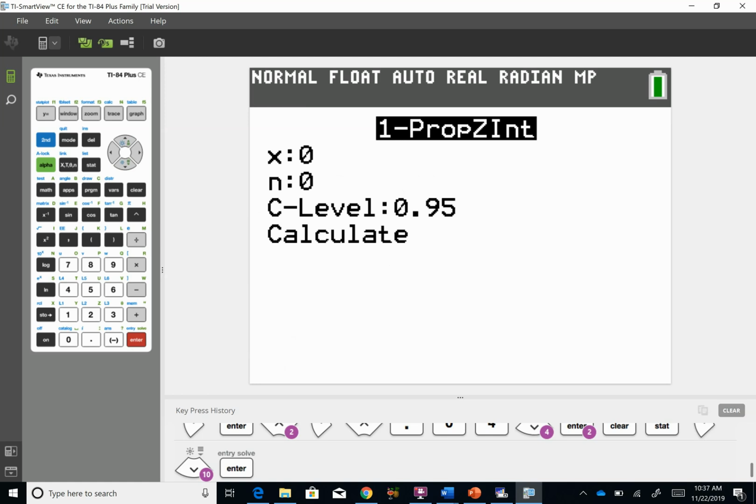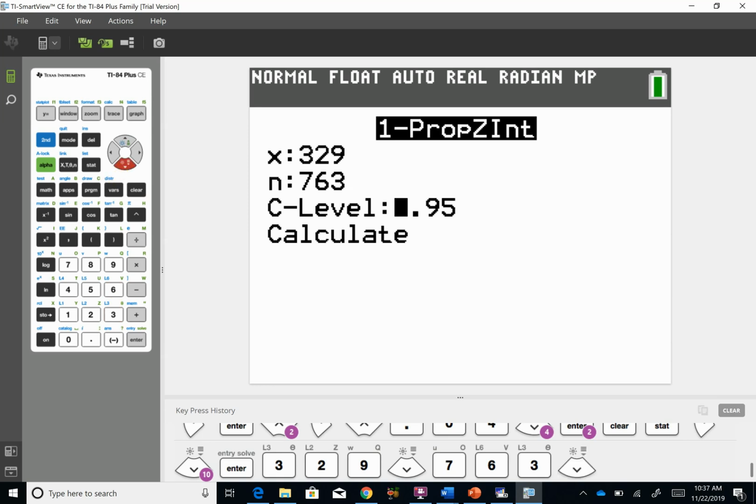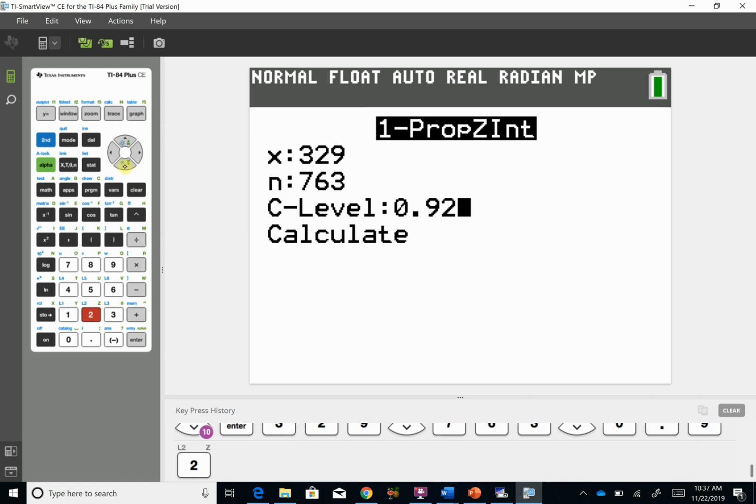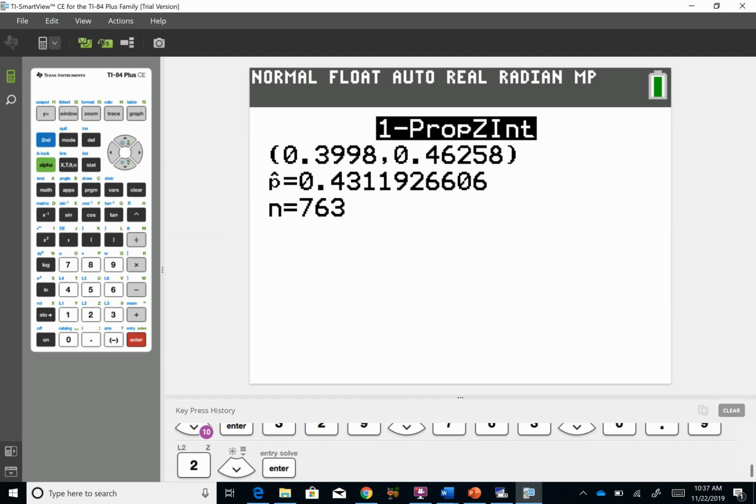The x value you're entering in, that's how many items from your sample have the characteristic that we want. That's the numerator from p hat, and that was 329. Your n is your sample size. Let's make sure I get it right this time, 763. Your C level is your confidence level, and we had 92%. You just have to make sure you enter that as a decimal. You press calculate. There's your interval. And it even gives you p hat also if you need that for any additional things.